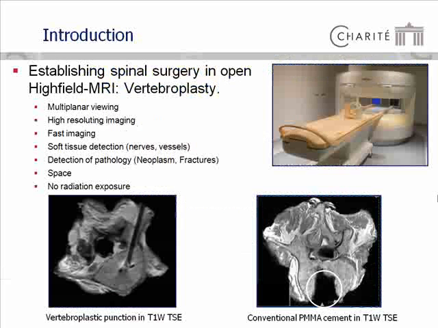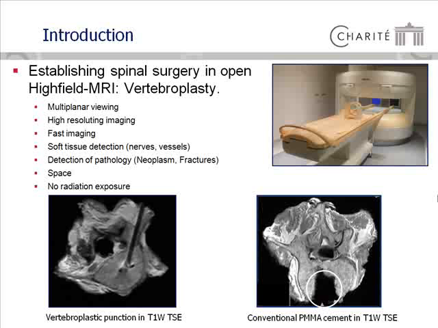What we did is we tried to establish musculoskeletal surgical applications under MRI guidance, and the question is, why should we do so? Because in open MRI, where we have a lot of space, we have multiplanar viewing, high resolution images, and fast imaging which provides nearly real-time imaging. The special scope is that we can see soft tissue very well in the MRI, like nerves, vessels or spinal cord, and especially the pathology can be analyzed during the intervention, like neoplasms or fracture planes. And of course you have no radiation exposure.